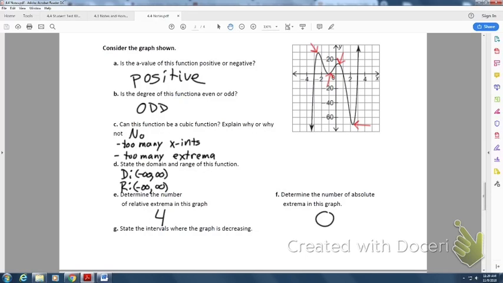G says to state the intervals in which it is decreasing. So same idea as the last one. This first one, let's say that it's going from negative 2.5 to negative 1. My next part that is decreasing, let's say positive 0.5 down to 2.25. So those are the intervals in which that graph is decreasing.